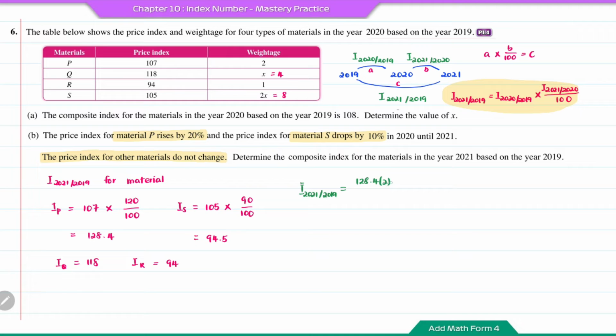So it will be 128.4 times 2 plus 118 times 4 plus 94 times 1 plus 94.5 times 8 over the total weightage, which is 2 plus 4 plus 1 plus 8. So this is equal to 1578.8 divided by 15, which is equal to 105.25.